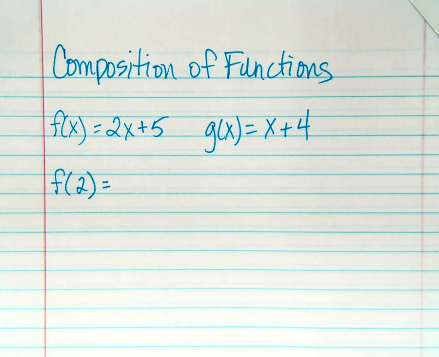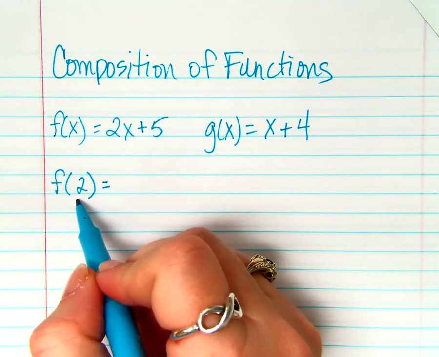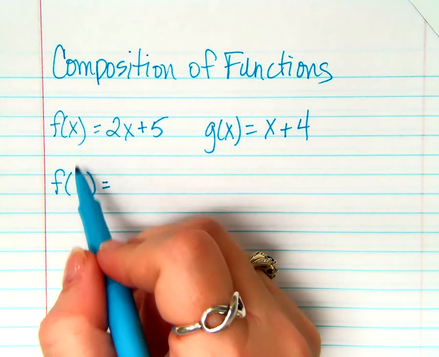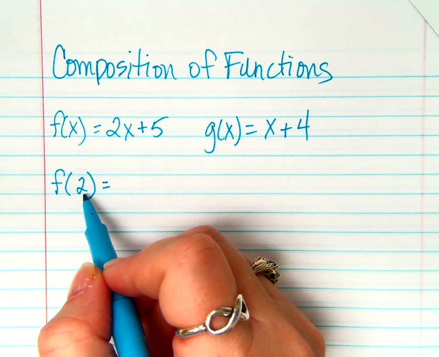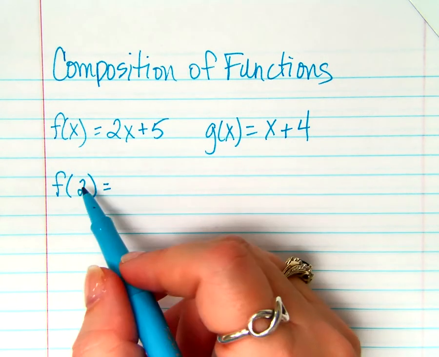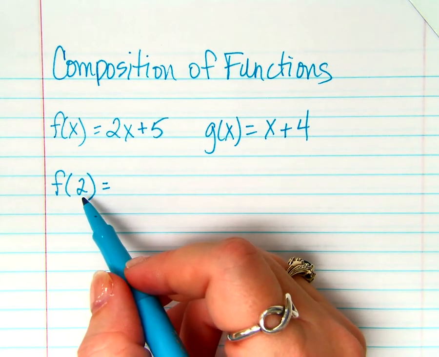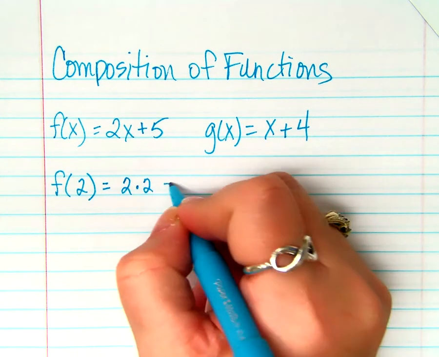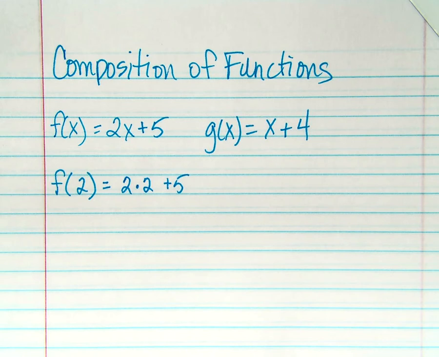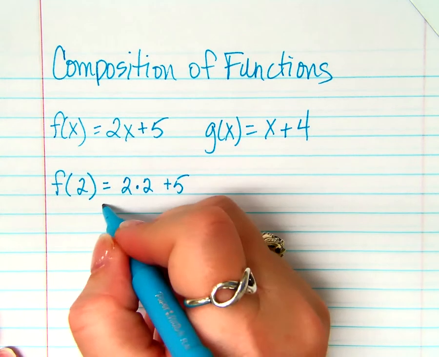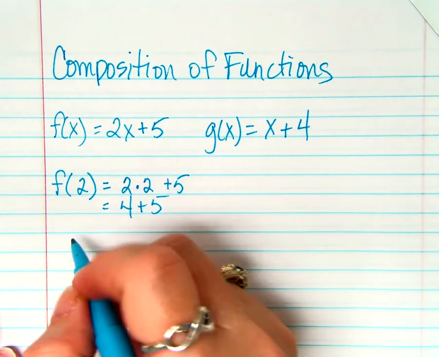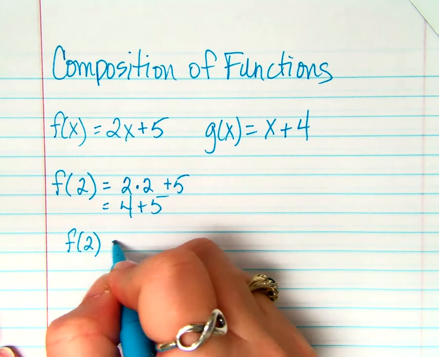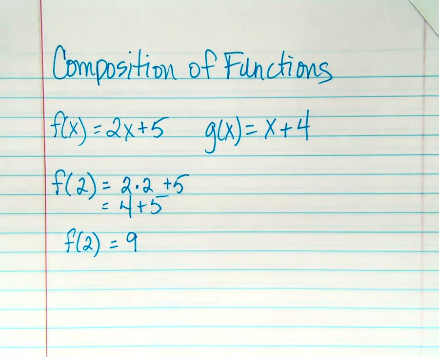We've done this before. It's been a while. What used to be here? An x. What's there now? So when I rewrite my f of x, what should I put instead of an x? A 2, right? So 2 times 2 plus 5. Does anybody remember what 2 times 2 is? I was just joking about that. Okay. So 4 plus 5, f of 2 is 9.